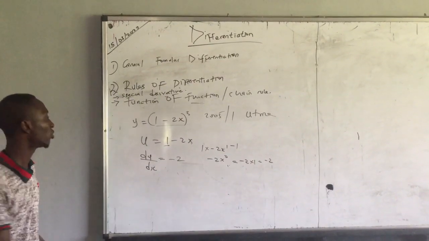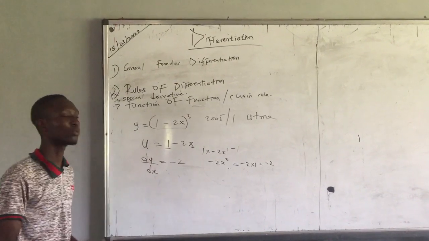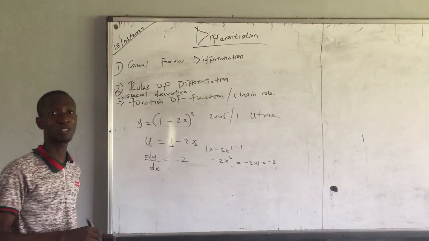So same here. If you differentiate an ordinary letter, it is what? 1. So minus 2 times 1 is minus 2. And if you differentiate an ordinary number, it is 0. So that's why the differentiation is minus 2.